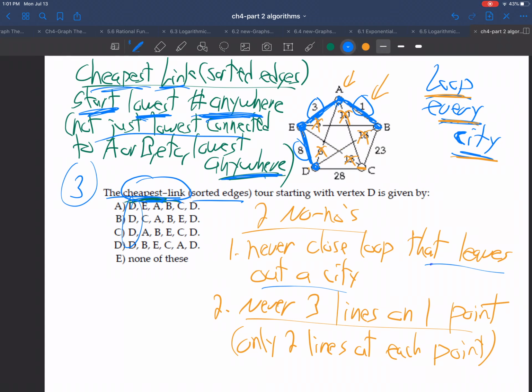Next is 23. We got to do that 23. And now there's no choice. We got to do the 28 to close the loop. So there's the loop. It's actually around the outside, it turns out.